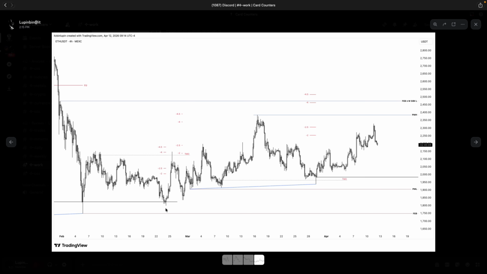So we have a standard deviation from this low all the way up to this high. -2, -2.5 projecting for this segment of price action. -4, -4.5 projecting for this segment of price action right here. And then we have a very deep retracement back down into that given range. And then continuing on that consolidation.